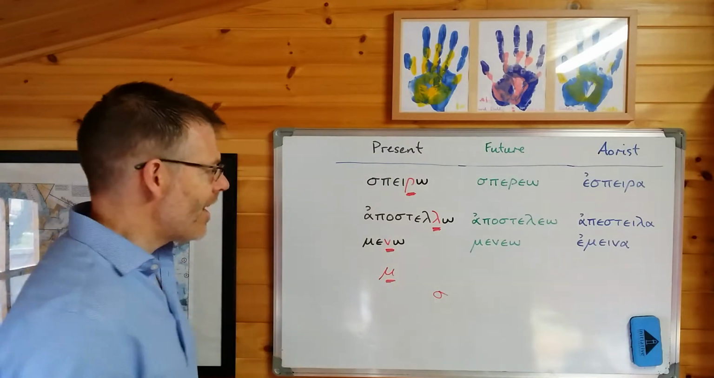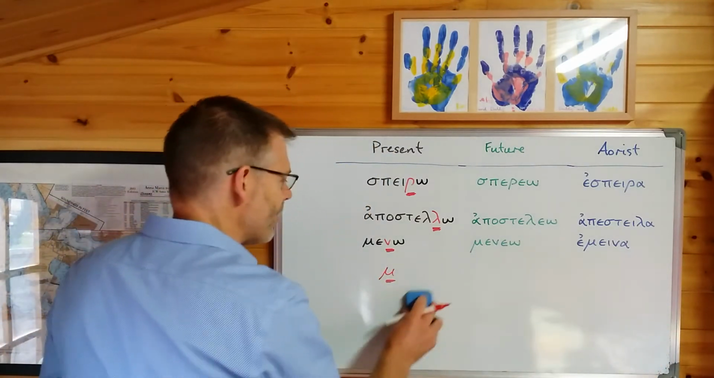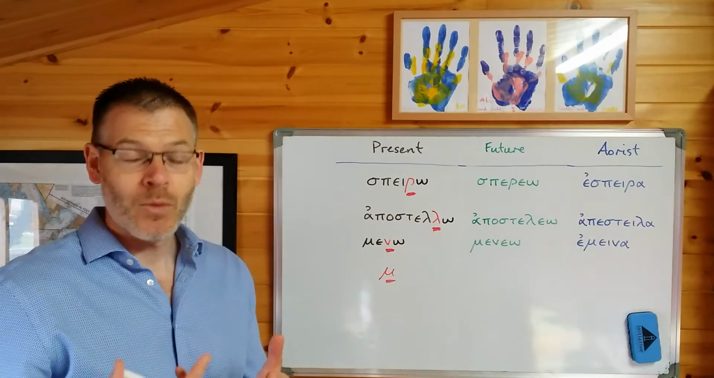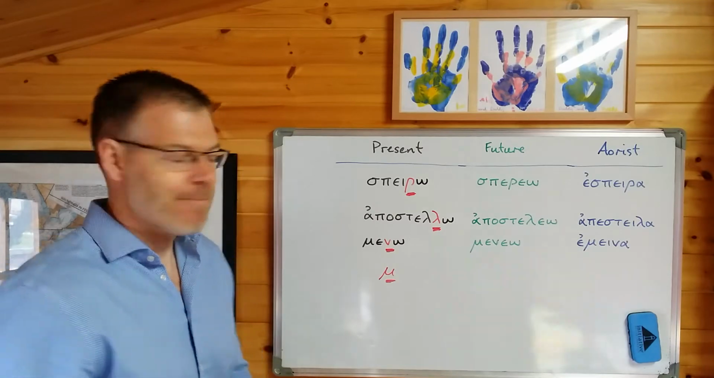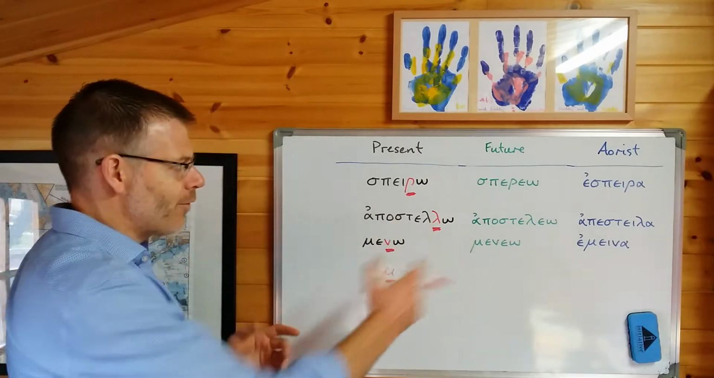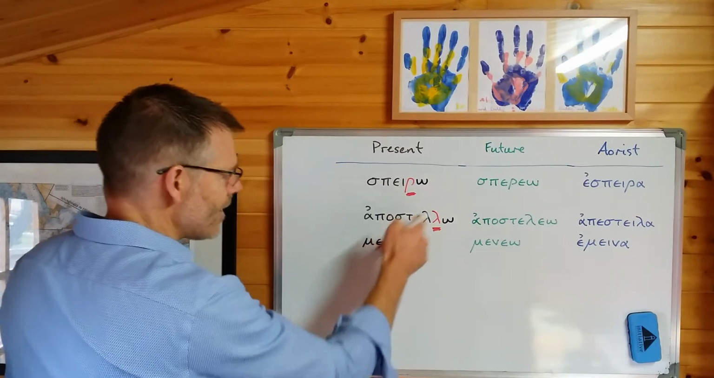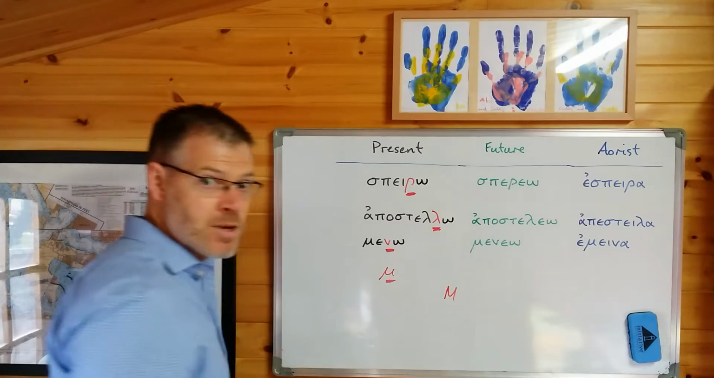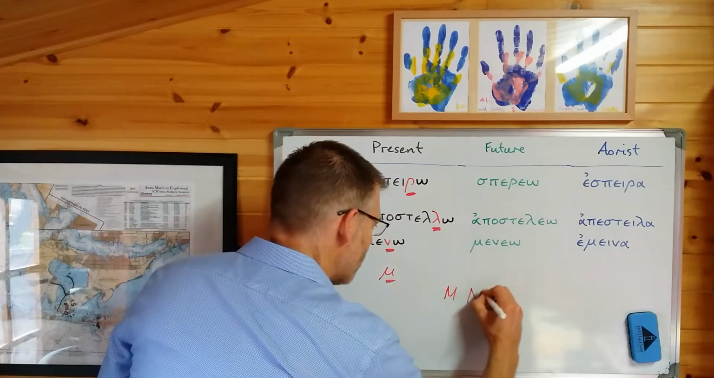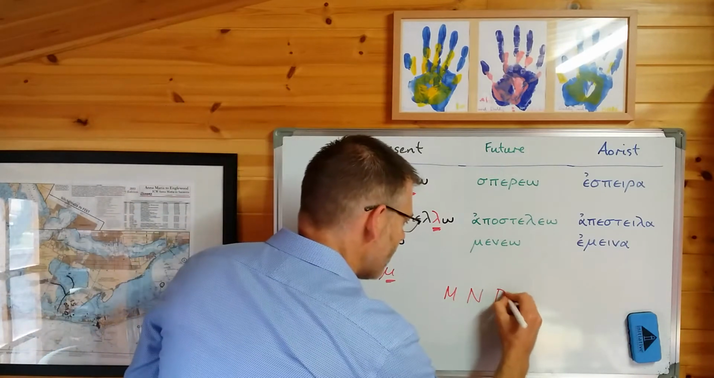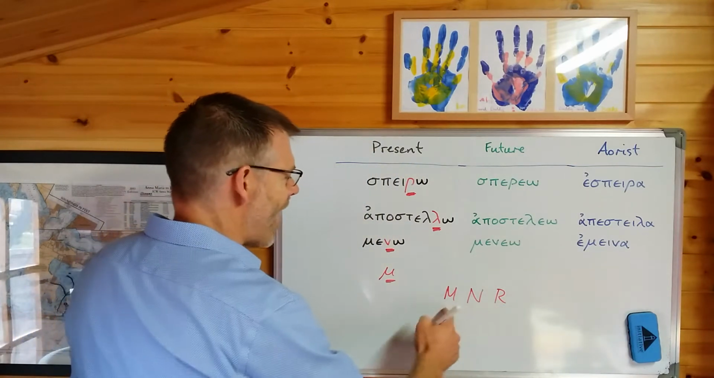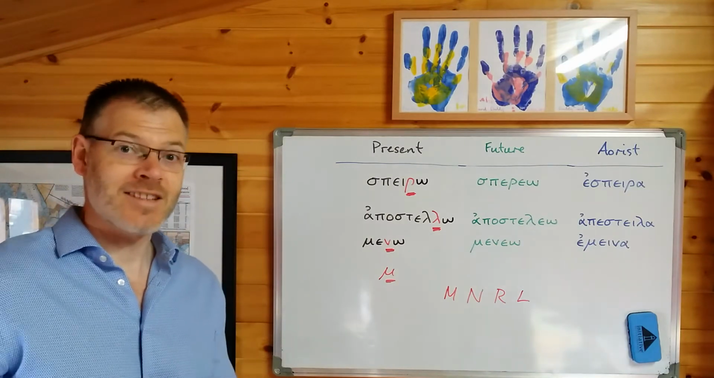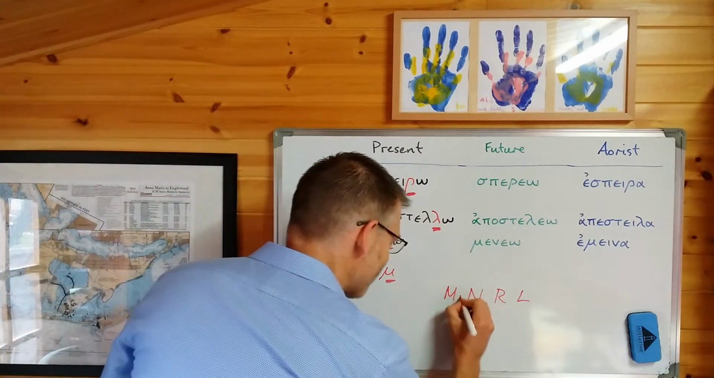The first is a tip which will help you to remember which verbs are so-called liquid verbs, which have this way of forming the future and the aorist. Here's how to remember it. These four letters at the end of the stem, I'm going to write them in English characters, M, N, R and L, are the letters that come at the end of the stem of liquid verbs.